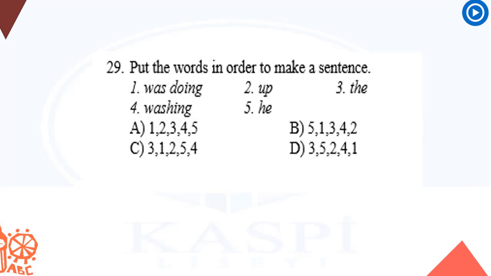Here, dear students, you have to put the words in order to make a sentence. The answer is B. Because you start the sentence with the subject. It is he. He was doing. Was doing is the verb. We use the verb next to the subject. He was doing what? The washing up. Correct. After the verb, you use the object.